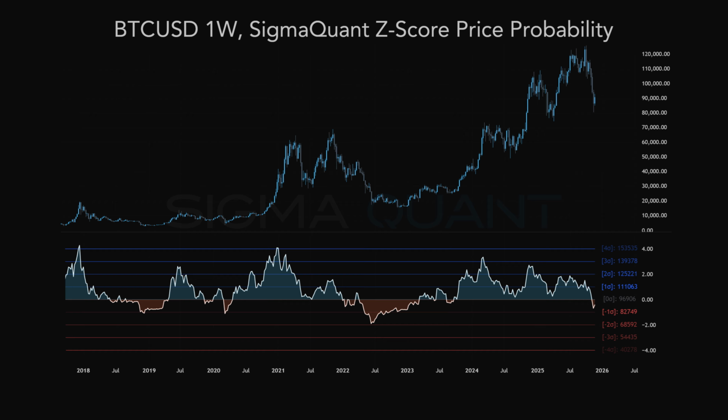This week, Bitcoin touched the -1 sigma band on the weekly model. Historically, this supports a local bounce, but the -2 sigma zone, which sits around $68,000, remains open. Until that region is tested or rejected, downside continuation remains on the table.